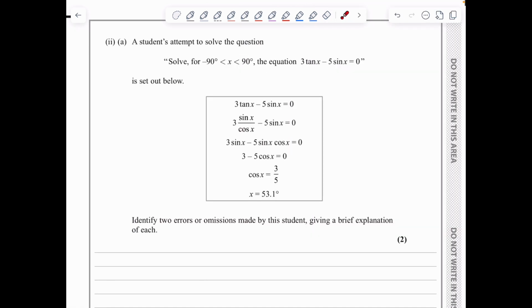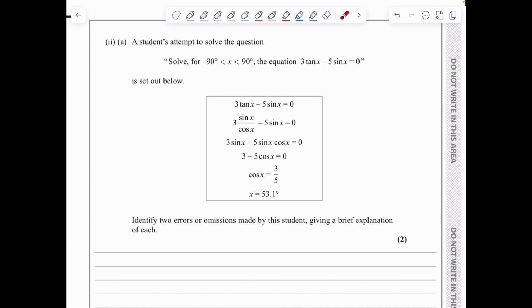In II, we've got the student's attempt to solve the equation 3 tan x minus 5 sine x is 0 for x between minus 90 and 90. So the student started by writing tan x as sine x over cos x. They have multiplied throughout by cos x to get rid of the denominators, and then they divided throughout by sine x, arriving at cos x is 3 over 5, giving a solution of 53.1. Now we are told to identify 2 errors or omissions made by these students, giving a brief explanation of each of these.